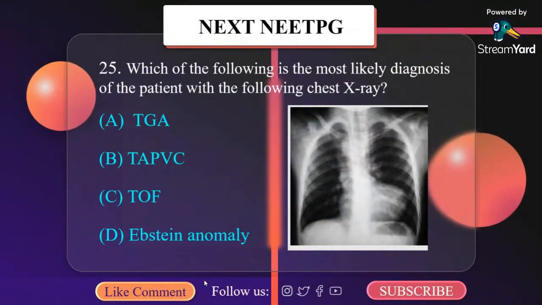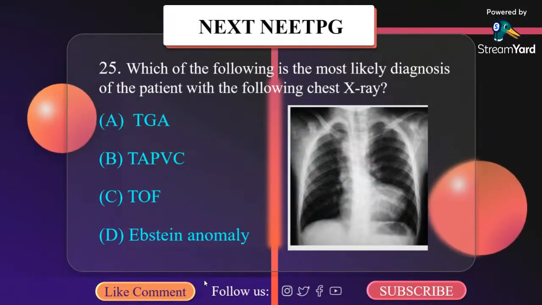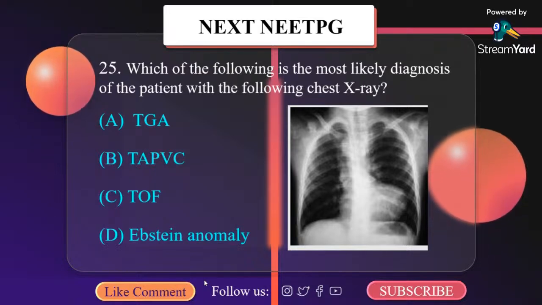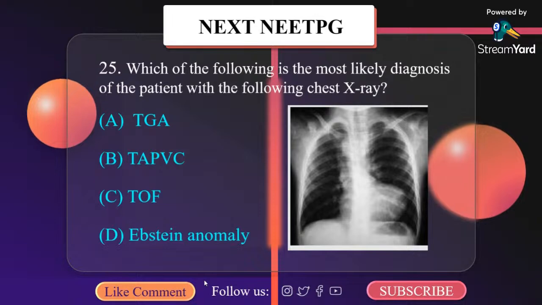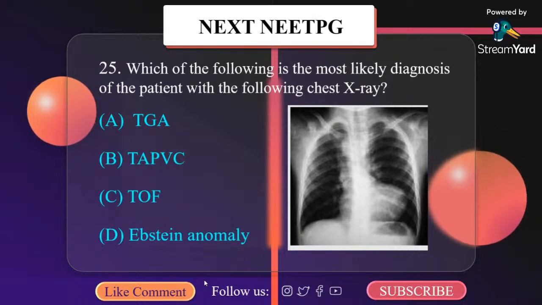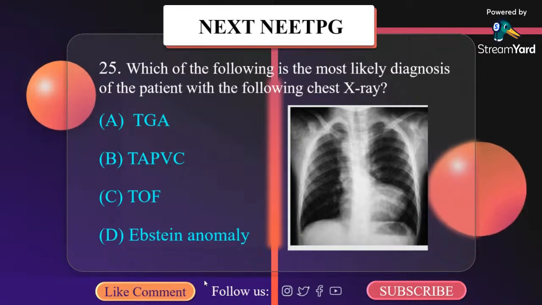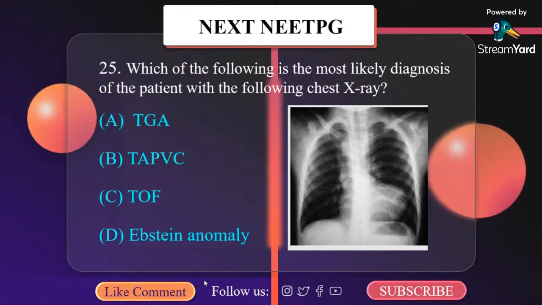Which of the following is the most likely diagnosis of a patient with the following chest X-ray? A. TGA, B. TAPVC, C. TOF, D. Ebstein anomaly. Look at the X-ray very carefully and tell what is the diagnosis. Your time starts now.